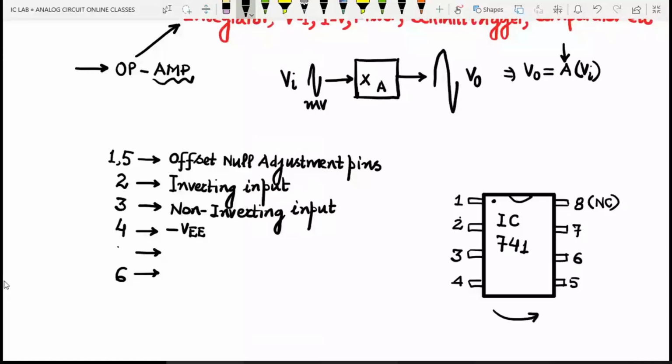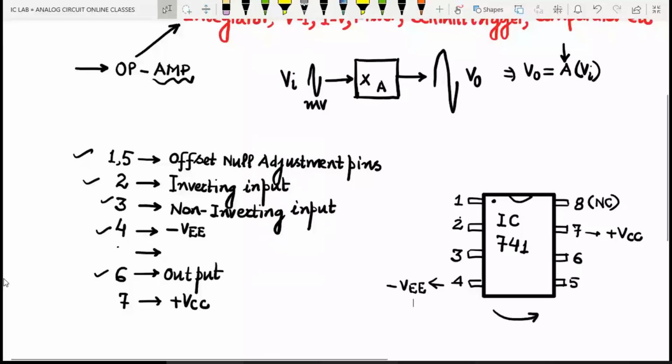Then pin number 6 is the output pin. Pin number 7 is positive VCC. And pin number 4 is the negative power supply, minus VEE. So this chip runs with a dual power supply.